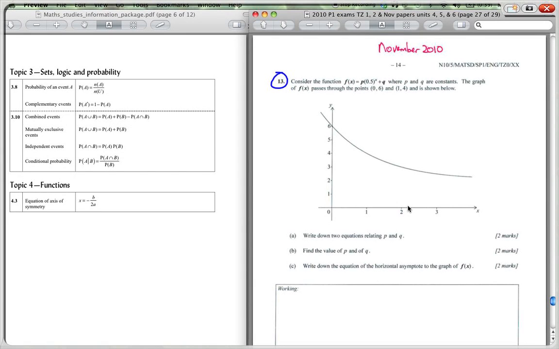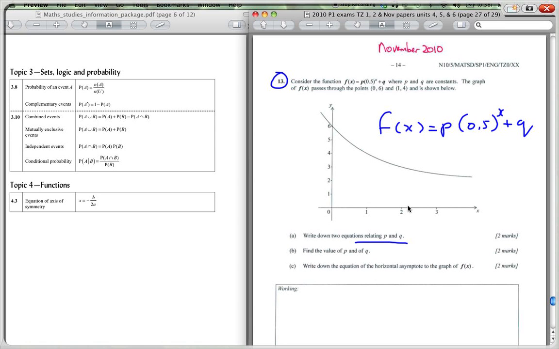Question 13. Consider the function f of x is equal to p times 0.5 to the power of x plus q, where p and q are constants. The graph of f of x passes through the points (0, 6) and (1, 4). So write down two equations relating p and q.